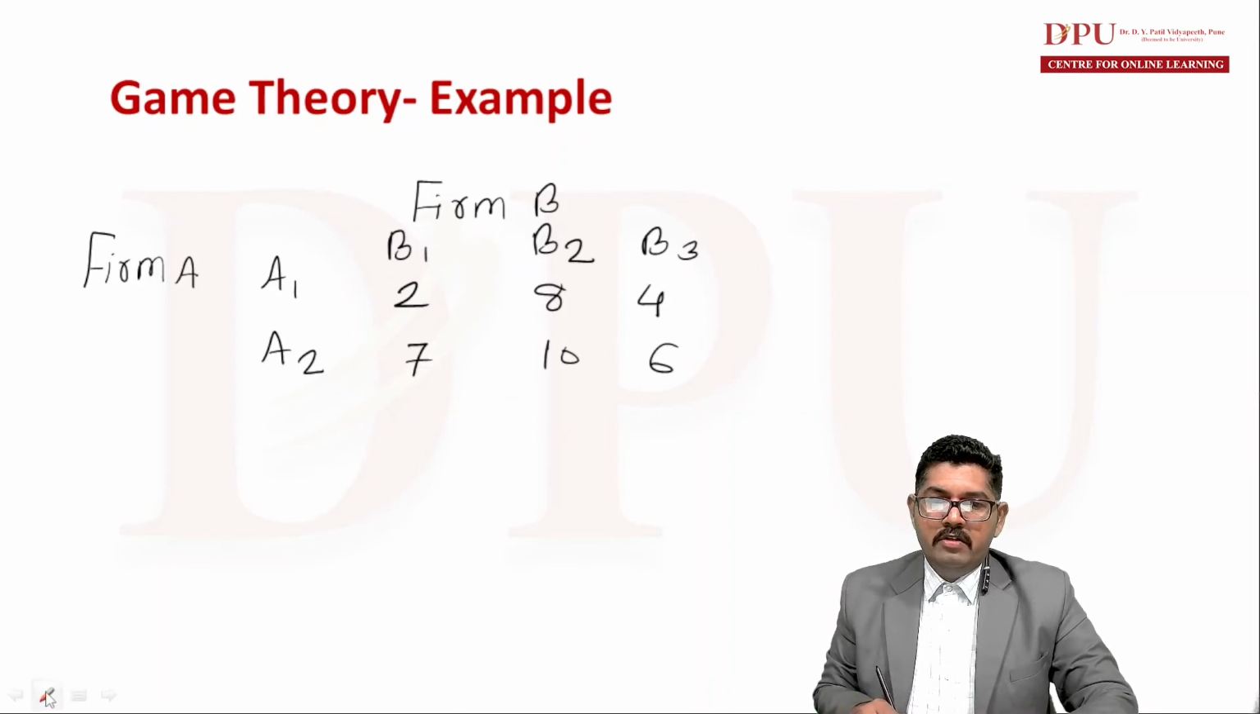Let me take the pointer option. We find out the row minima. The minimum element in the first row is 2. Then the minimum element in the second row is 6. So we calculated the row minima. Now let us find out the column maxima.